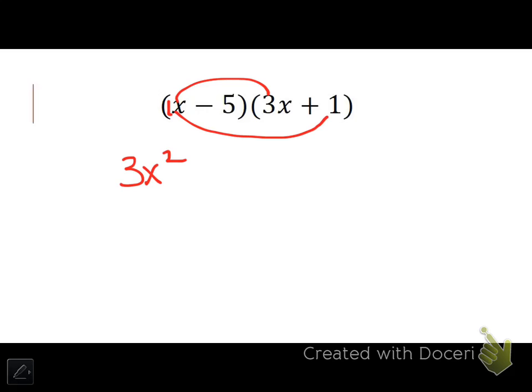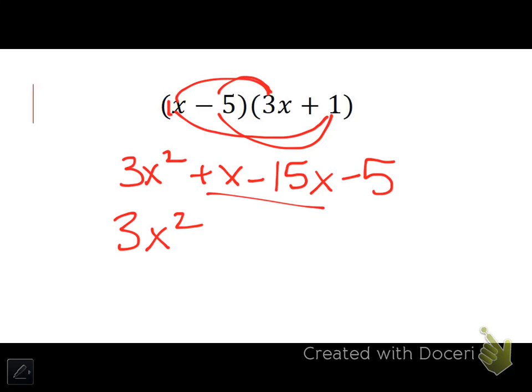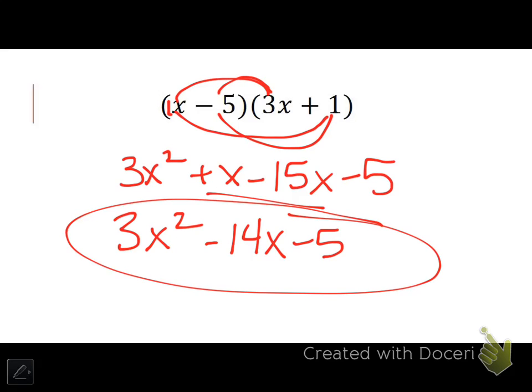Then we got to do outside, so 1 times x gives me x. Inside is negative 5 times 3x gives me negative 15x. And last, negative 5 times 1 is a negative 5. So we got 3x squared. x minus 15x is minus 14x minus 5, and it's written in standard form.